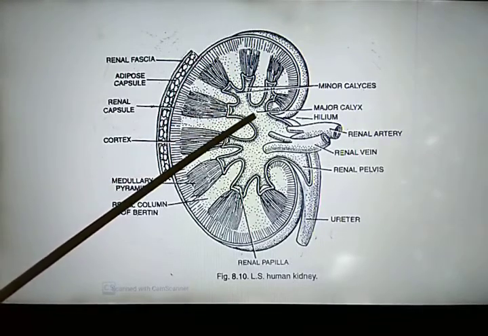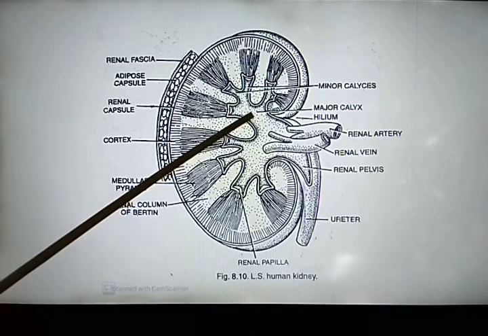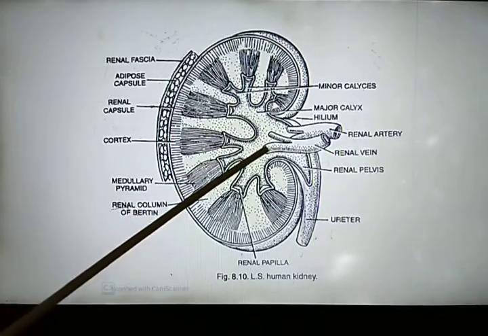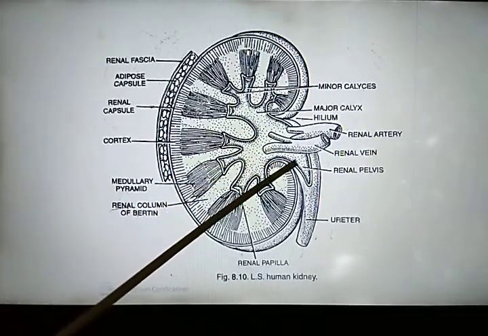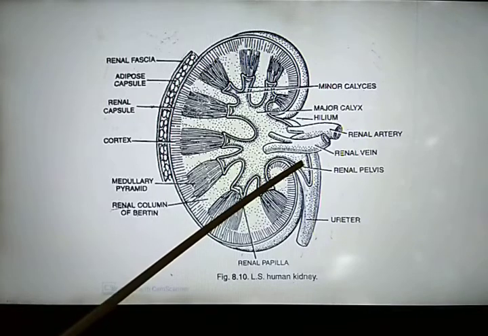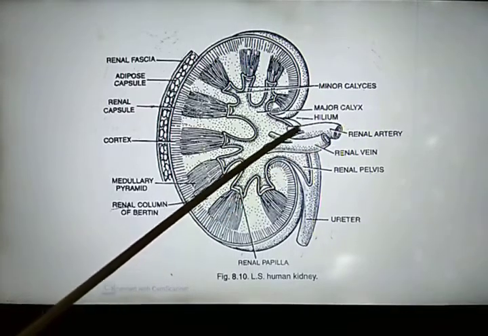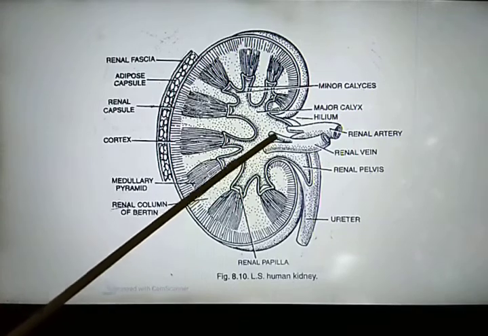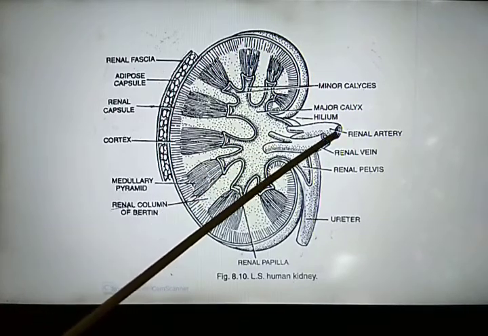Minor calyx open into a major calyx, which are 2 to 3 in number in one kidney, and these major calyx open into a funnel shaped structure known as renal pelvis. Through hilum, renal artery enters inside the kidney, and renal vein leaves the kidney.